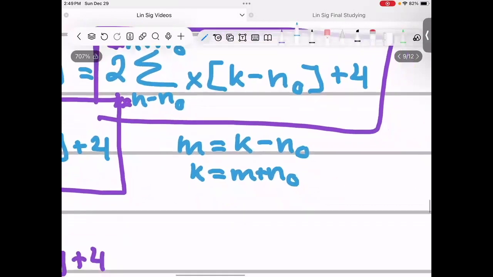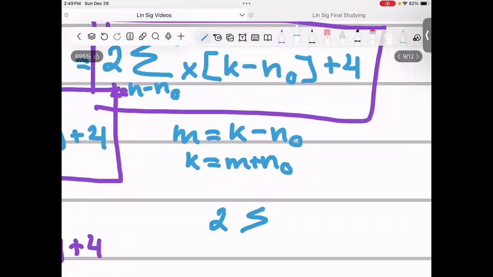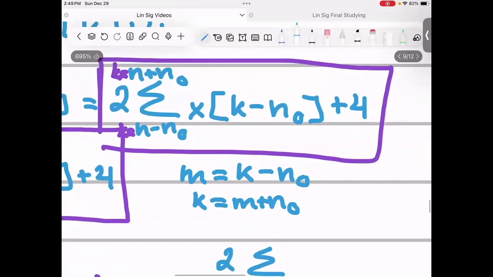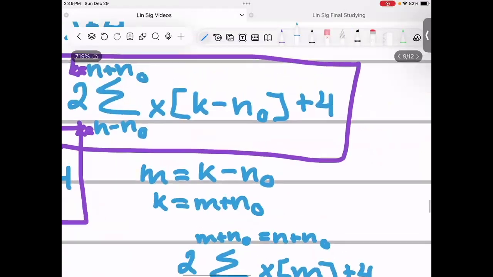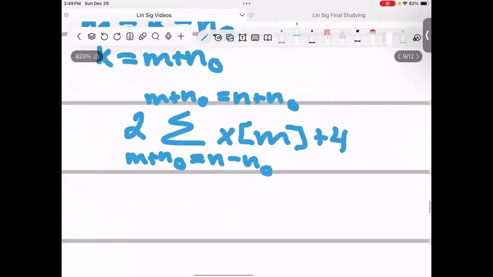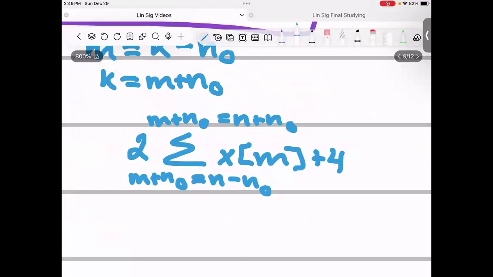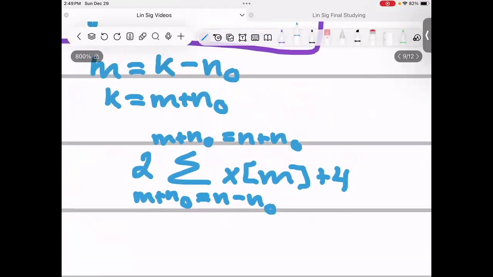Okay, so now we have 2 times the summation from m plus n naught equals n minus n naught to m plus n naught, plugging in for k, equals n plus n naught of x of m plus 4. You're always going to define your m as the thing inside the parentheses with your x. So now let's simplify this down. We're replacing k with m here. So we're going to move the n naught to the other side in both cases.